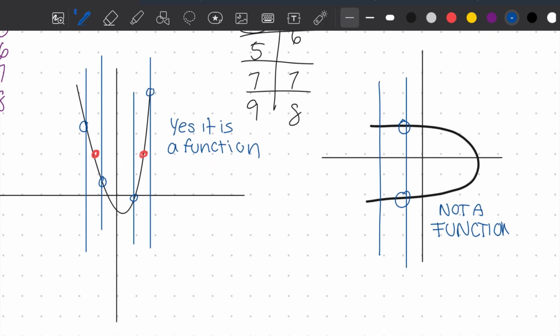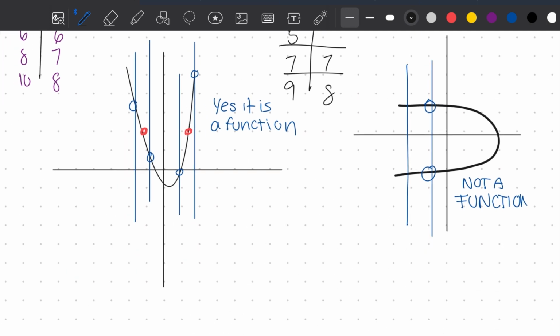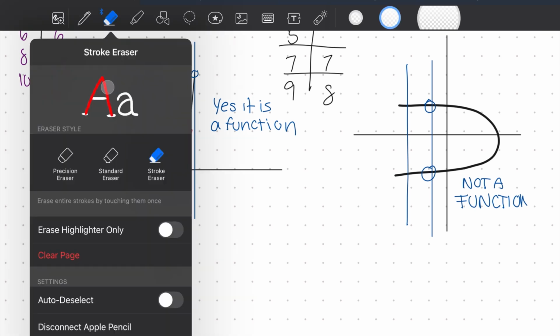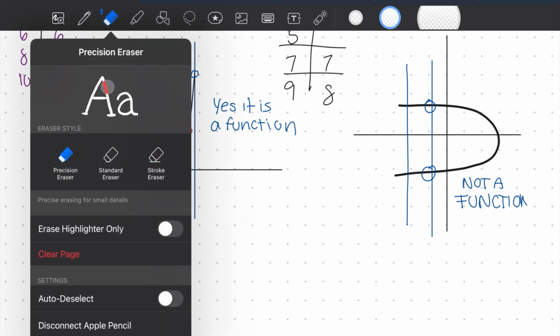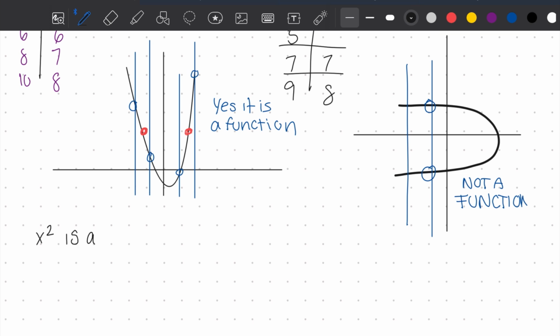Okay, the last thing we can look at is the equation. The equation of a line, if our x is to the power of 1, it is a function, and if it is anything else, it is not a function. So x squared is a function. x is a function. Anything else is not.